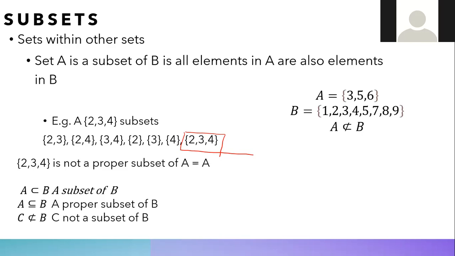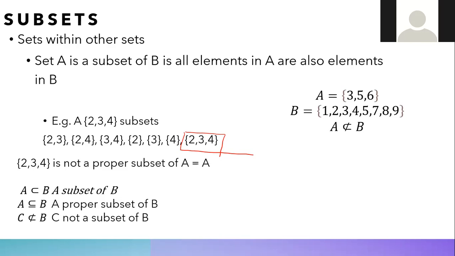So here is an example. We have A: 3, 5 and 6. So that's set A. B is 1, 2, 3, 4, 5, 7, 8, 9. So is A a subset of B? Well, let's have a look.